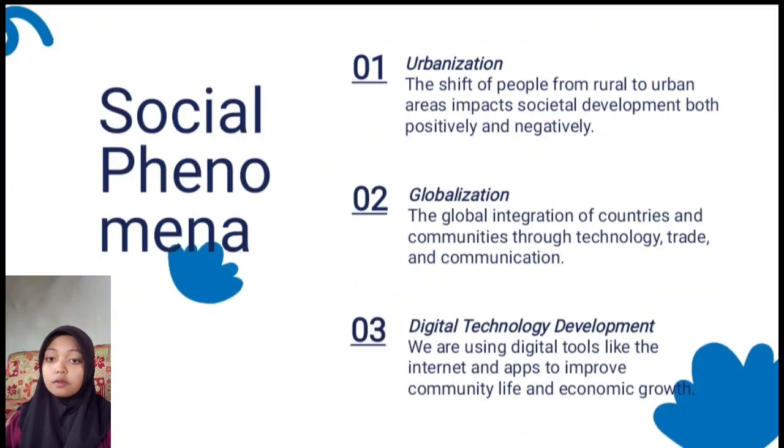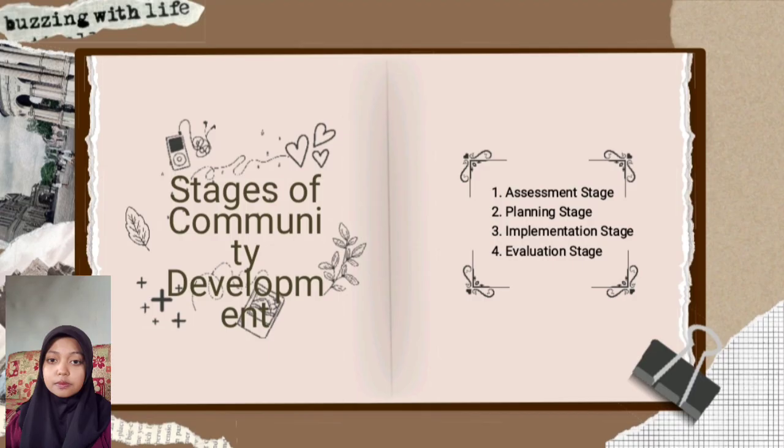In community development, there are three phenomena. The first one is urbanization, for example, city growth. The second is globalization, for example, market expansion. And the last is digital technology development, and for example, remote communication.